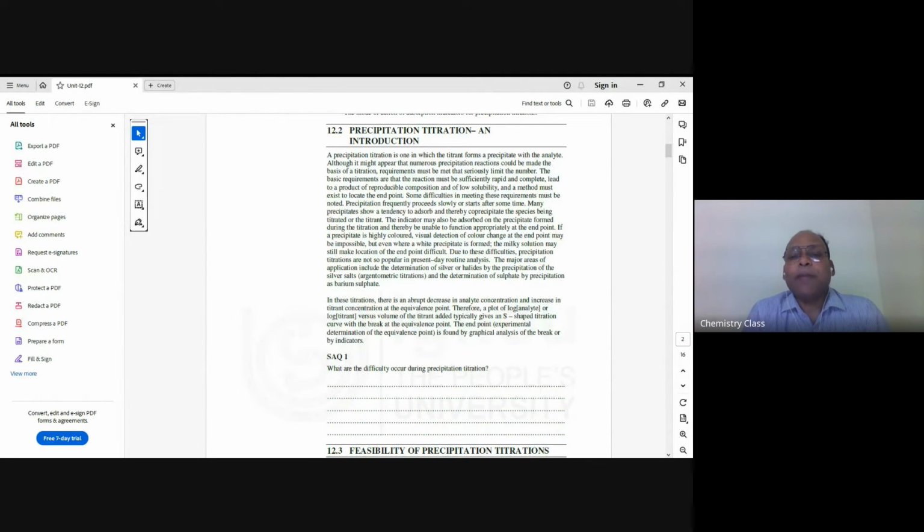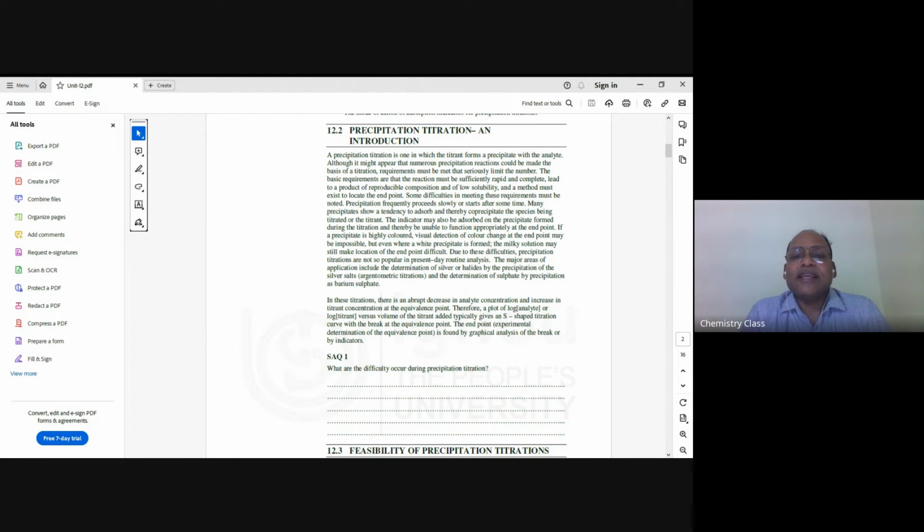Although it might appear that numerous precipitation reactions could be made the basis of a titration, requirements must be met that seriously limit the number. The basic requirements are that the reaction must be sufficiently rapid and complete. Means that it should be faster. Means that what are the circumstances you have to use, what is the periphery, what are the electrical equipments you will use, that should be working properly.